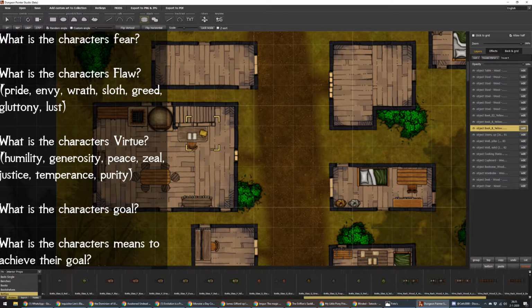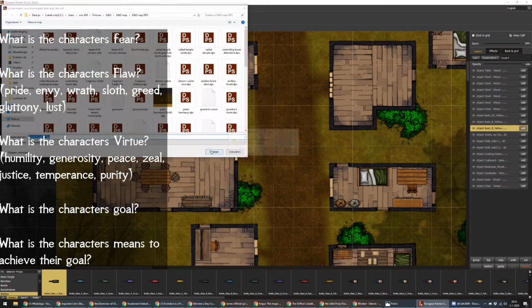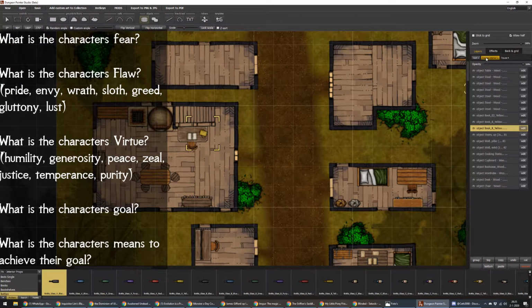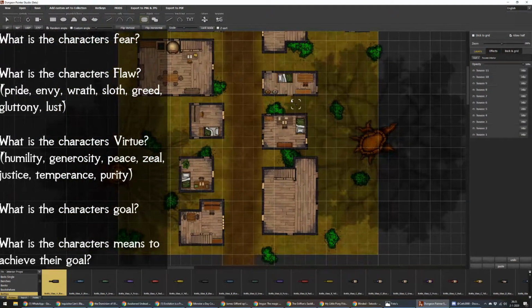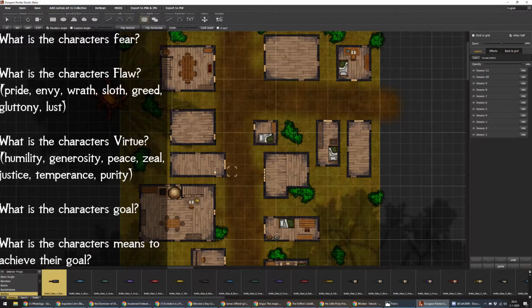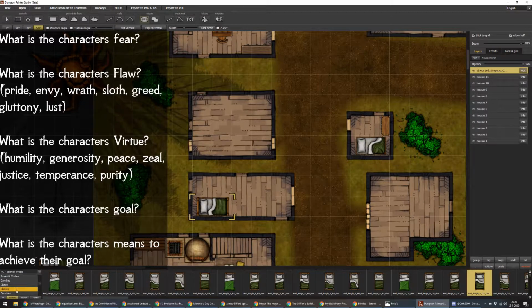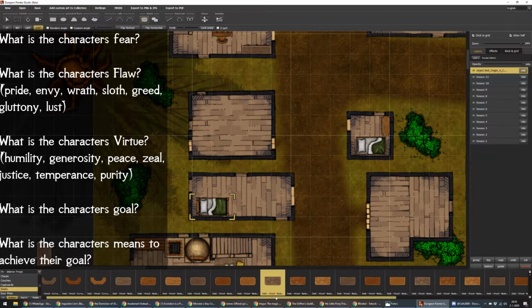Now, let's use it for a character that's not a villain. So I have a need for a character who is a captain on a ship. What would be this character's fear? Well, an interesting one could be losing their ship. They fear that they may lose their ship someday.